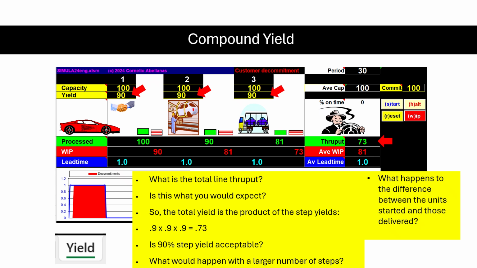In a process where items are lost or rejected in several steps, we want to know what the total process yield will be as a function of the step yields. This is what we call compound yield.